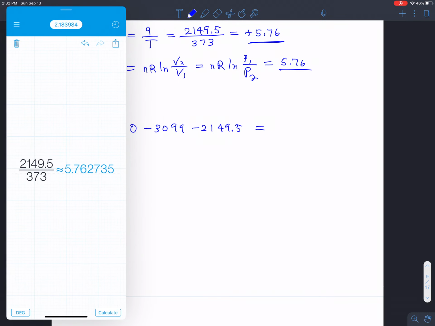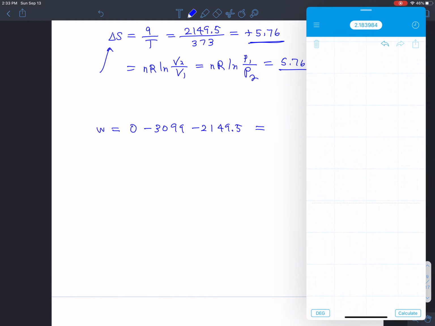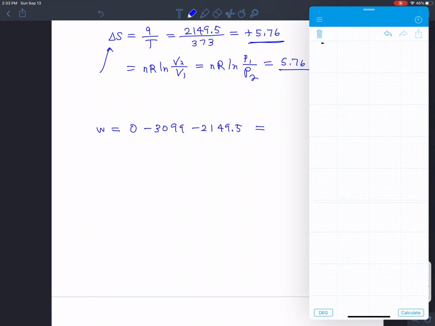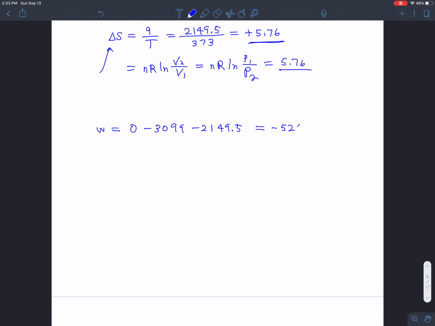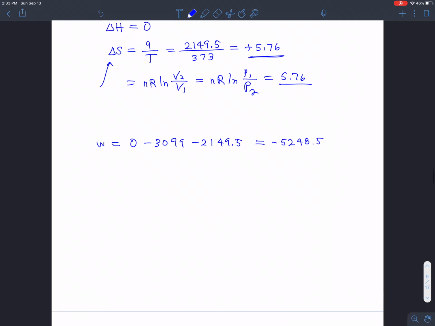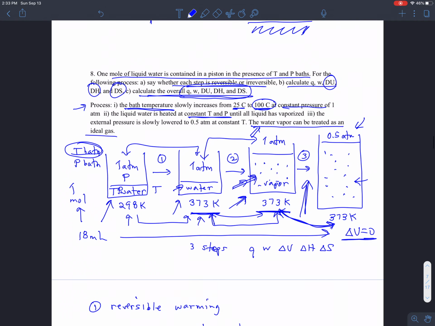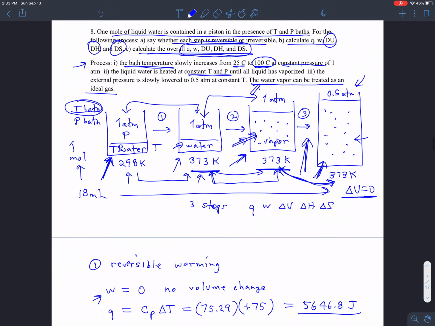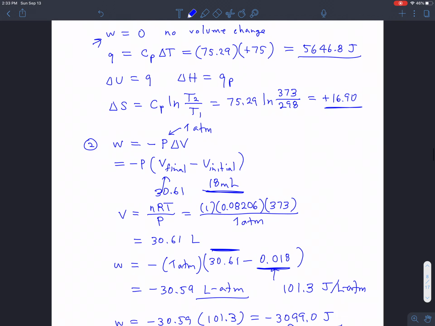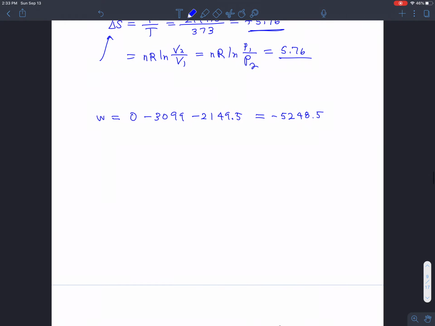And that is equal to minus 3099 minus 2149.5, which is minus 5248.5. Quite a bit of work, in fact. And that's because, of course, we started out with essentially 0 volume here, and ended up with quite a lot of volume by the time we were done. 30 liters of volume, actually 60 liters of volume by the time we're done, I think.